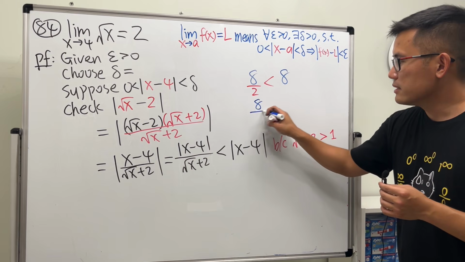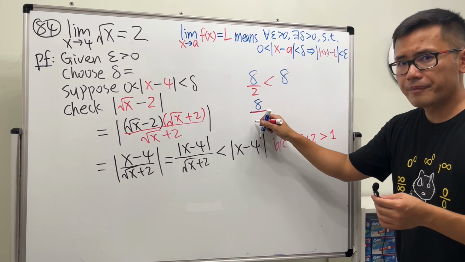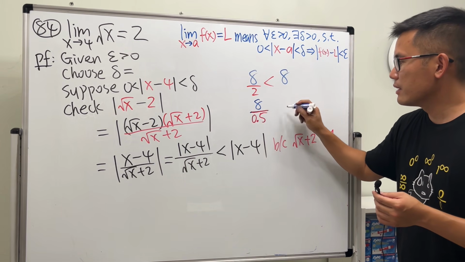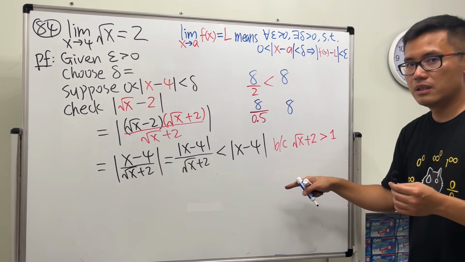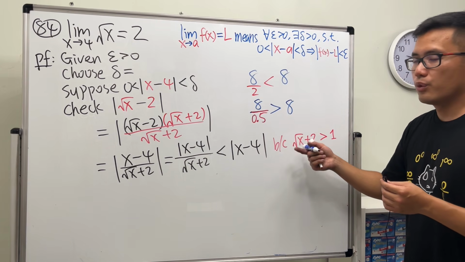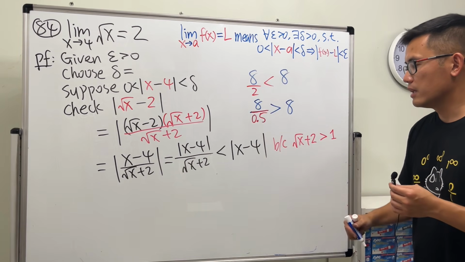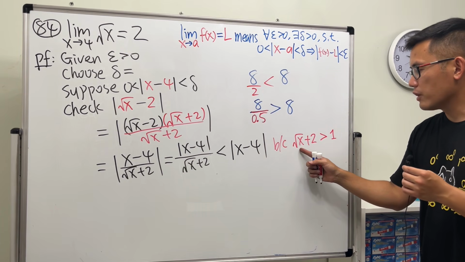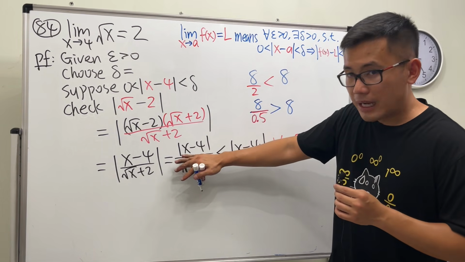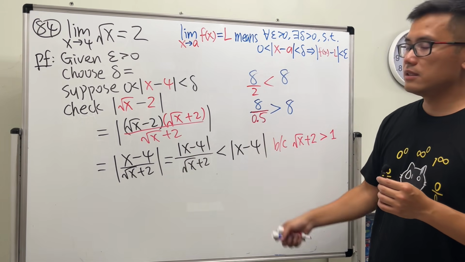However, if you have 8 divided by, let's say, a number that's positive, but it's 0.5 compared to 8, which one's bigger? This is bigger now. Yeah. If you divide it by 1, they are equal. If you divide it by a number that's bigger than 1, then this right here will be smaller than this. That's why I'm mentioning square root of x plus 2 is bigger than 1. So I can legitimately get rid of the bottom and then just say this is less than just the top. So this is the idea.